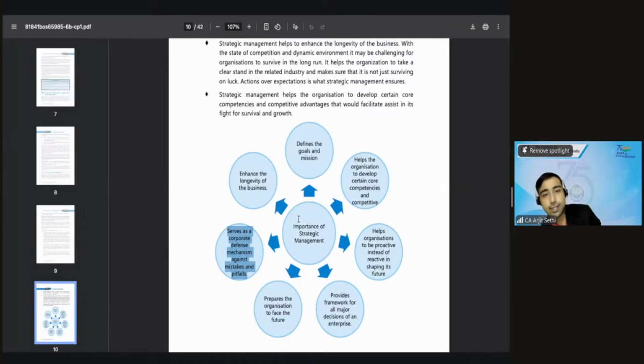Okay, Abhishek says if strategy is failed, just draw back and evaluate it again. Very nice. It serves as a corporate defense mechanism against mistakes and pitfalls because, like I told you, formulate, implement, evaluate, come back. In this process, you're learning from your mistakes. You are seeing what to do, what not to do. What to do is clear. What not to do is where strategic management becomes even more important. It tells you what not to do.